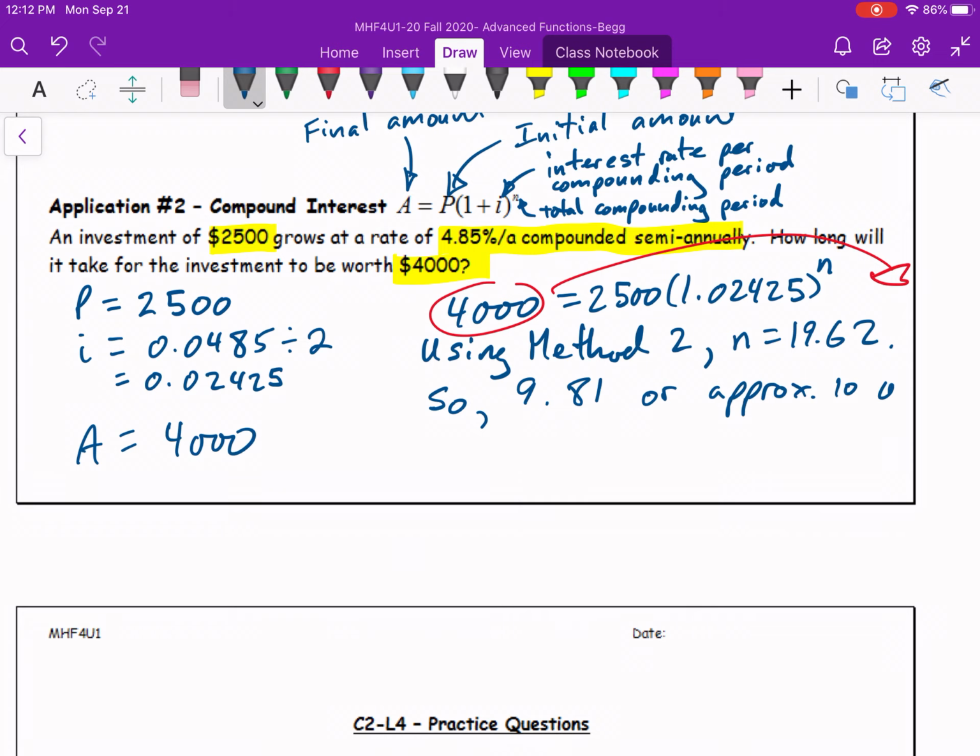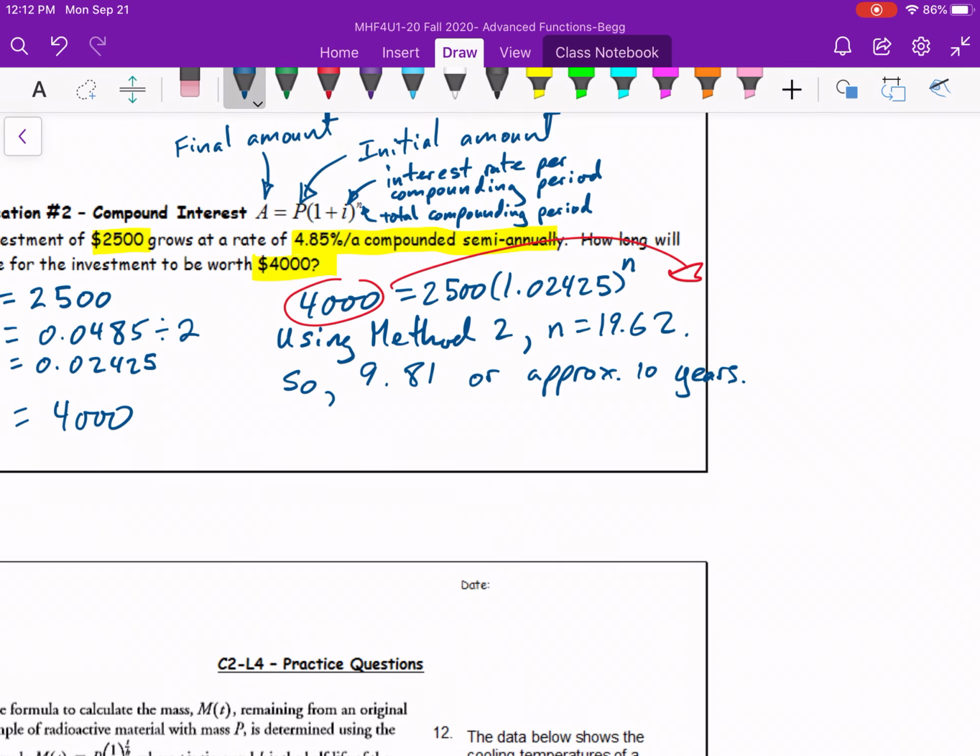10 years. And the reason why I feel like I want to round it to 10 years in this case is because if we're compounding it every 6 months, you can't have 9.81 years as an option. You could have 9 years, 9.5 years, 10 years. At 9.5 years, it's going to be a little under $4,000, but at 10 years, it's going to be worth a little over $4,000. So I think in the spirit of the question, the correct answer would be 10 years.